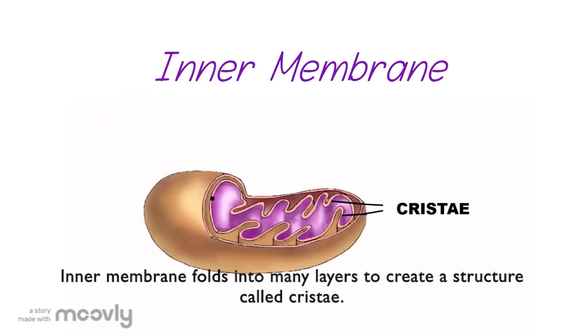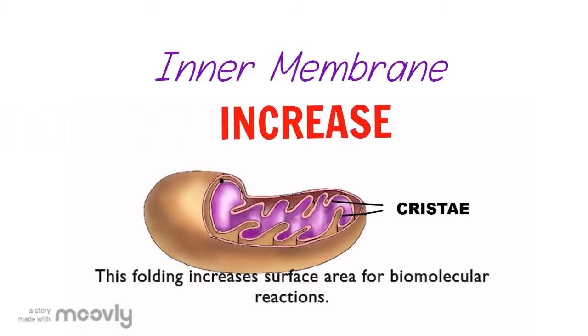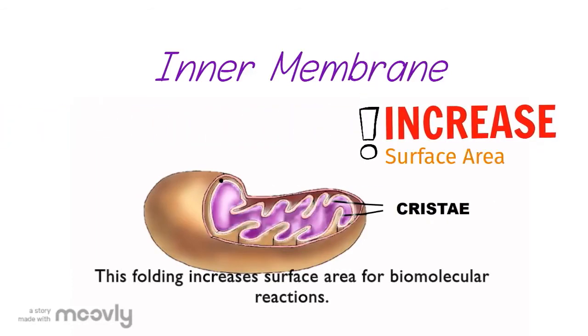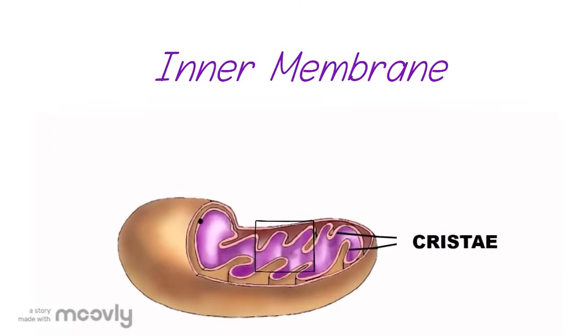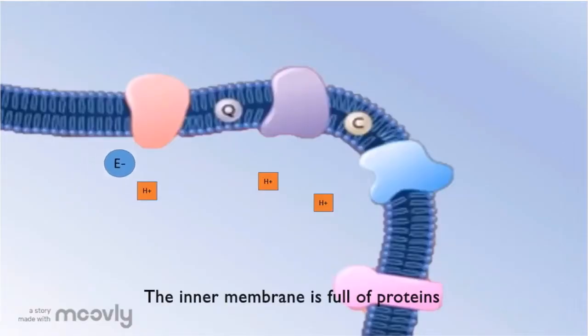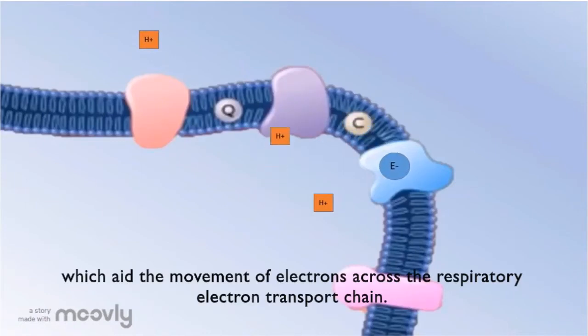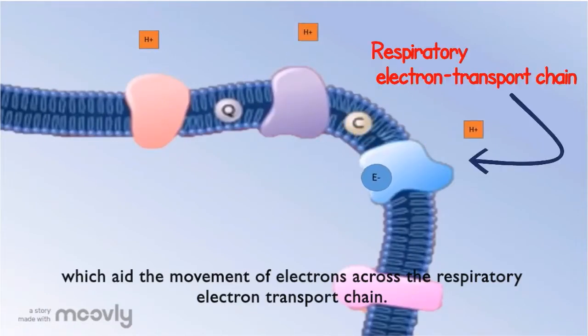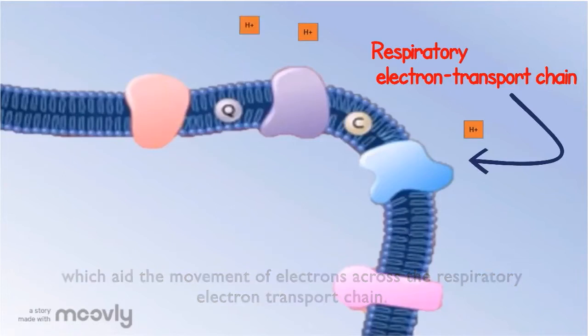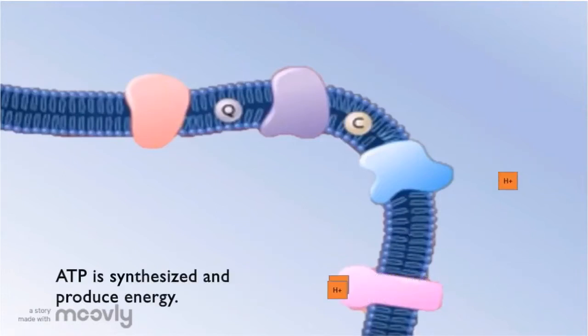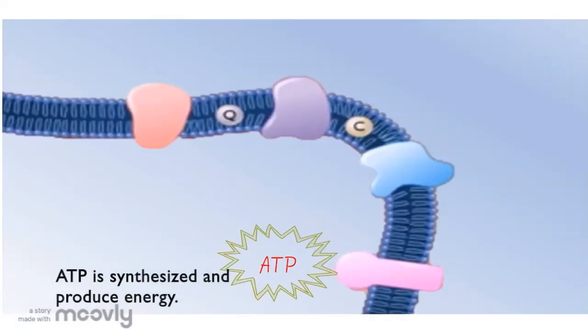The inner membrane folds into many layers to create a structure called cristae. This folding increases surface area for biomolecular reactions. The inner membrane is full of proteins, which aid the movement of electrons across the respiratory electron transport chain. ATP is synthesized and produces energy.